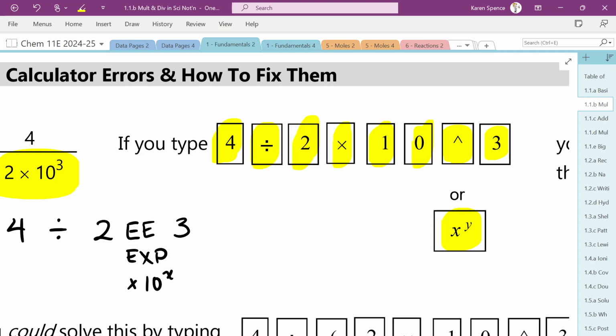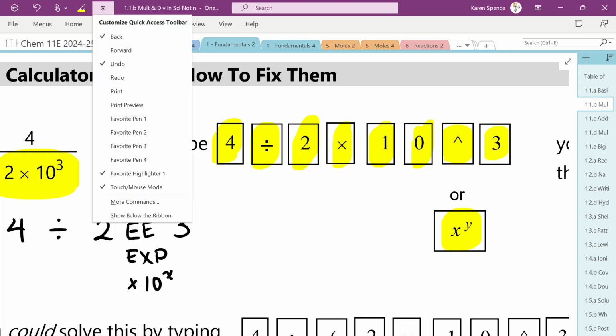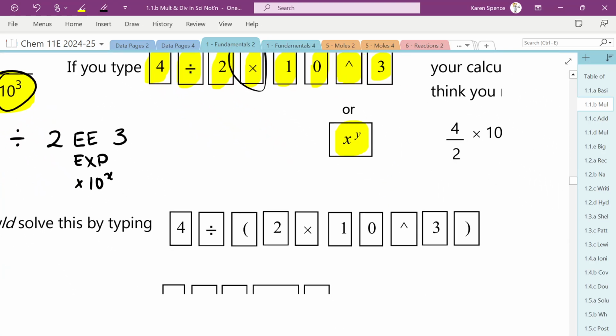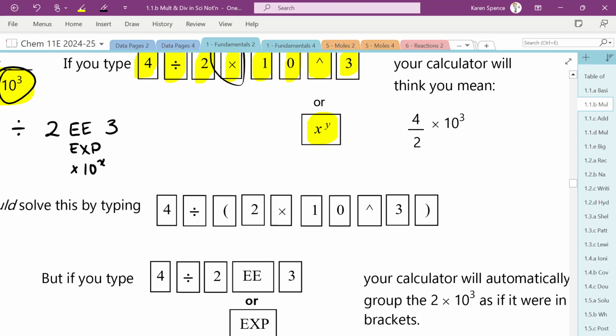No. Why not? What does your calculator think that you're doing? It thinks you're multiplying by 10 to the 3 rather than having the 10 to the 3 in the denominator. Okay? So it thinks you're multiplying by 10 to the 3 because calculators aren't that smart. You could fix this if you wanted to by putting brackets around the whole thing. Okay, so you could say divided by bracket 2 times 10 to the 3.